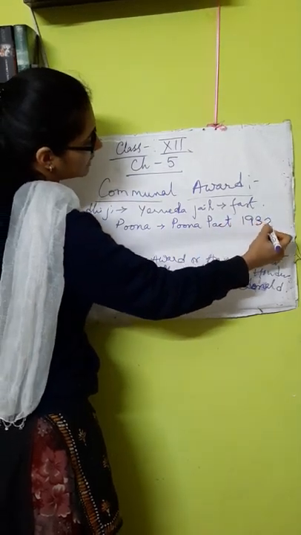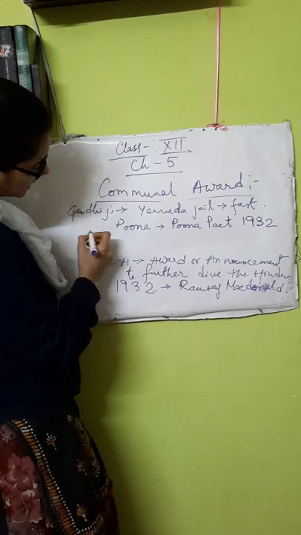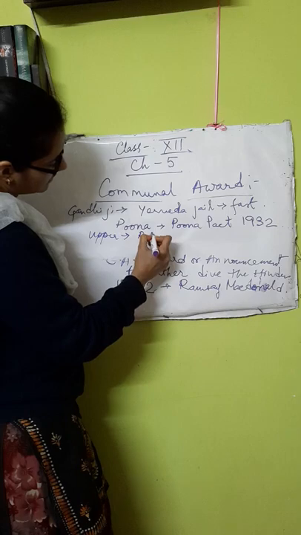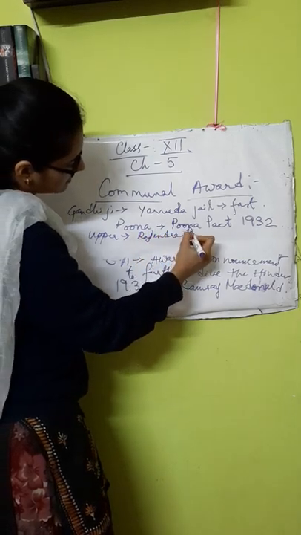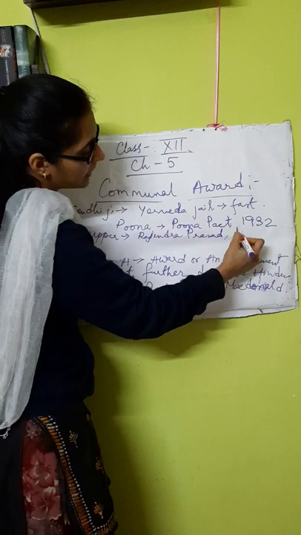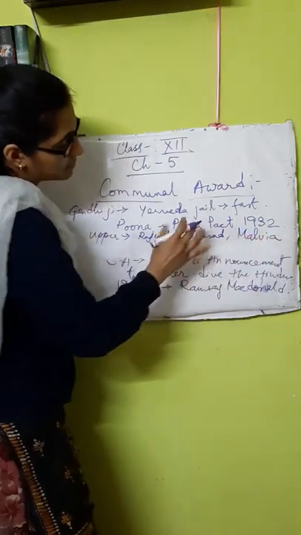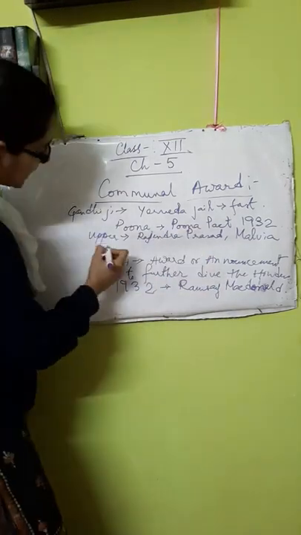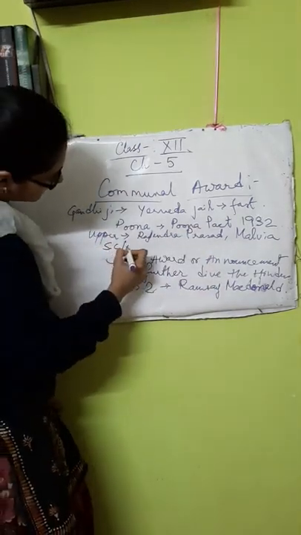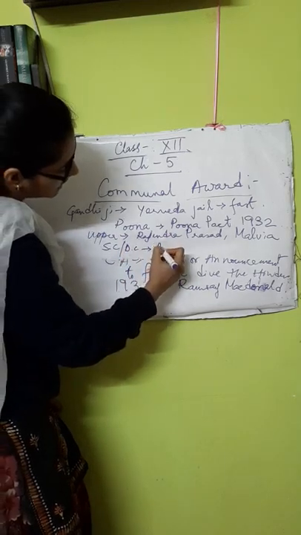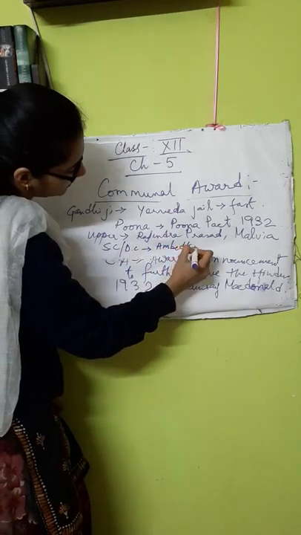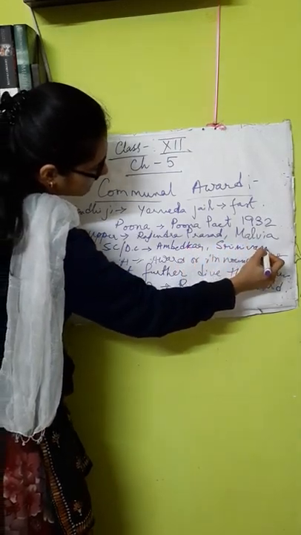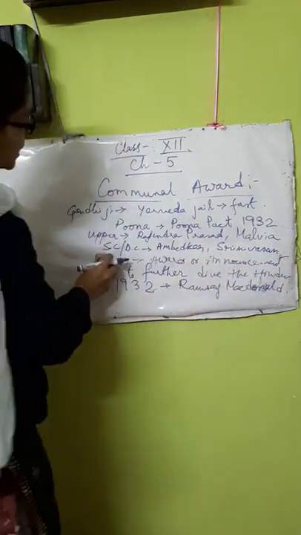It was also signed in 1932. There we see the upper caste Hindus were represented by Rajendra Prasad and Madan Mohan Malviya. So these people represented the upper caste Hindus, and the lower class Hindus, that is the depressed class or scheduled caste Hindus, were represented by Bhimrao Ambedkar and Srinivasan. They represented the lower caste Hindus.